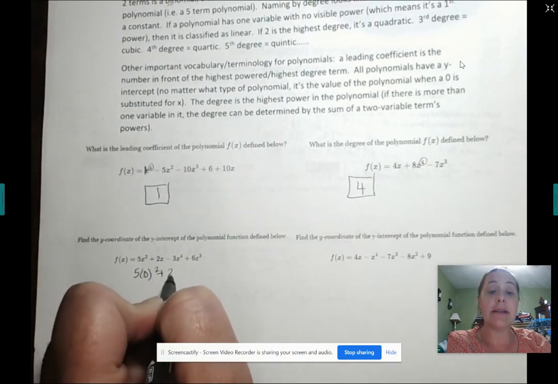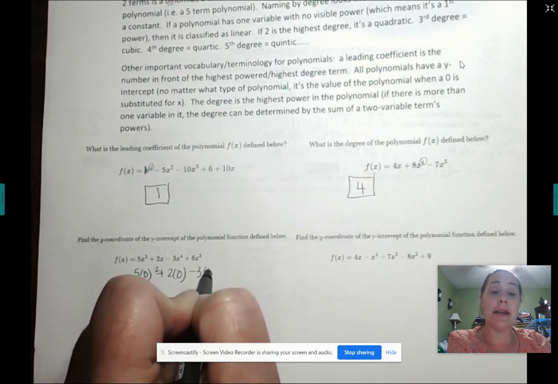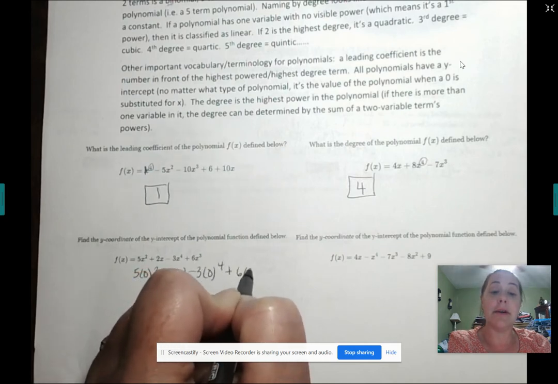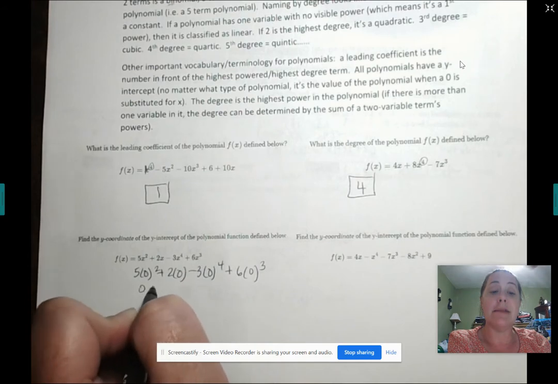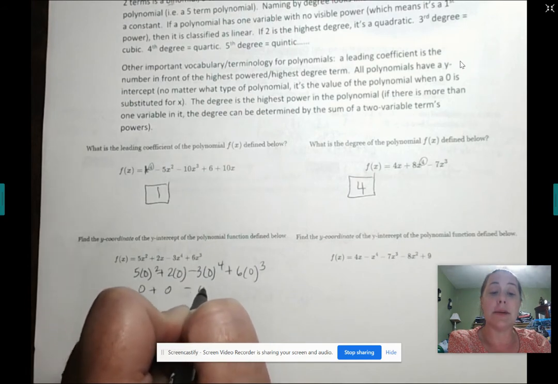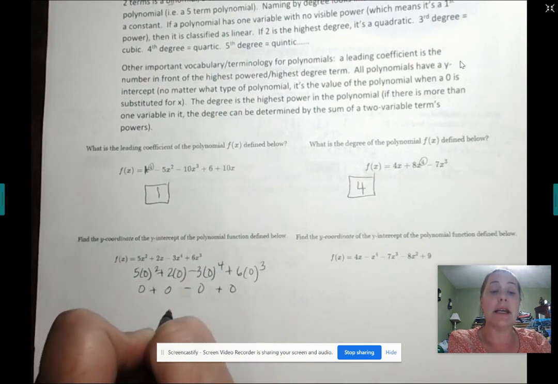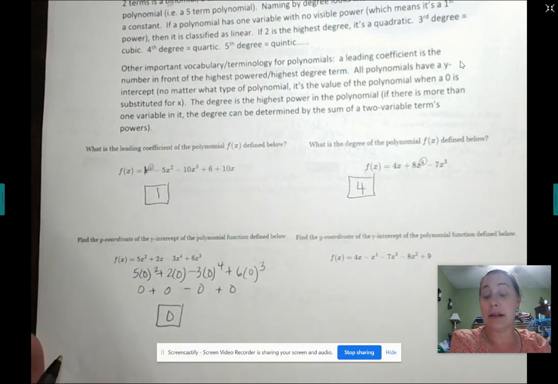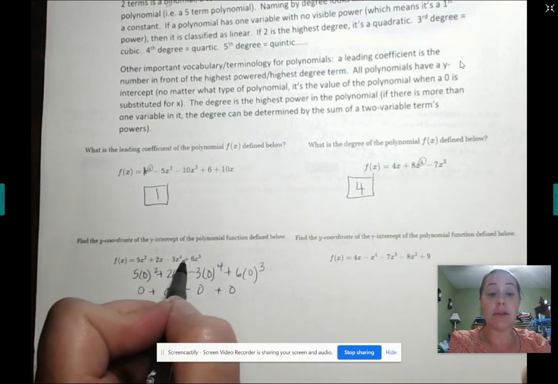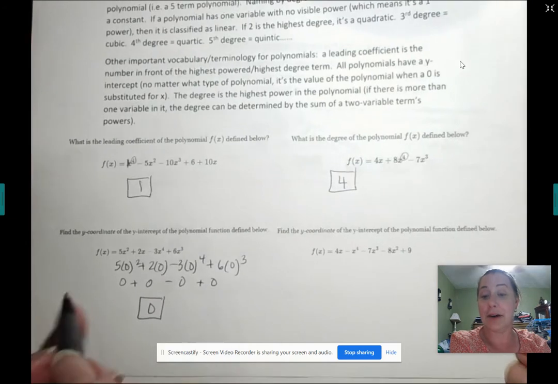Everywhere you see an x, I'm going to put 0 in a lot of places, but this is going to give me 0, so is this, and so is this. So the y-coordinate is a 0. When there's only variable terms, your y-intercept is going to be 0.